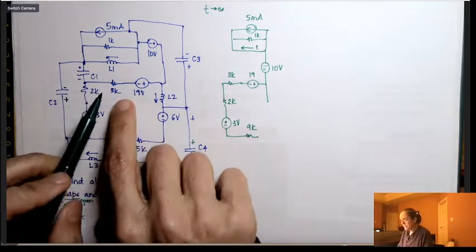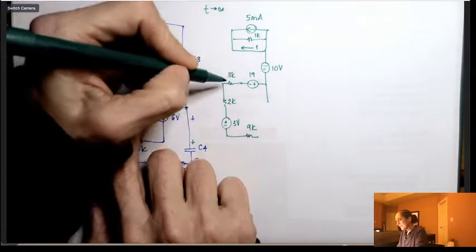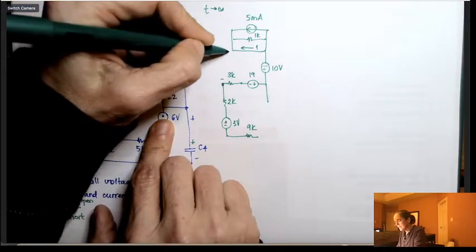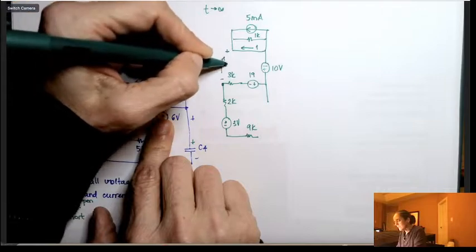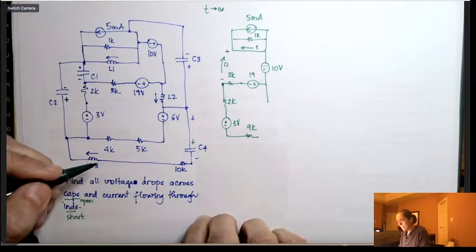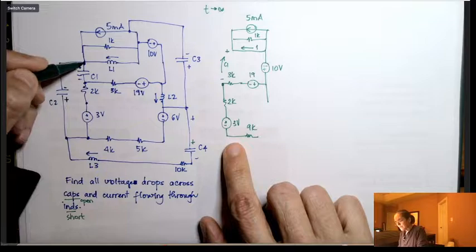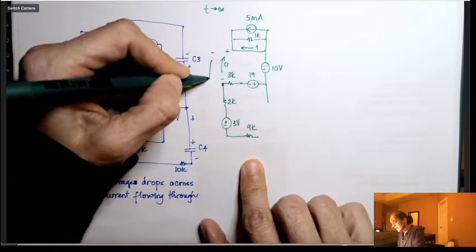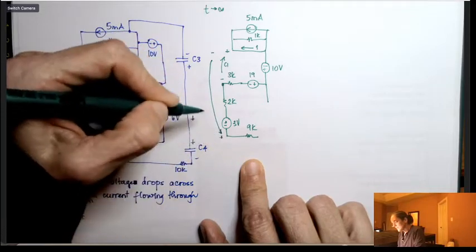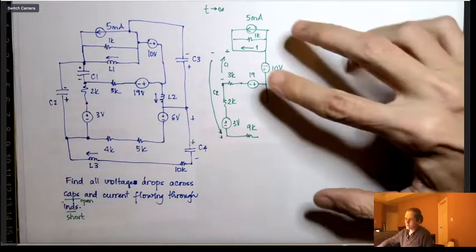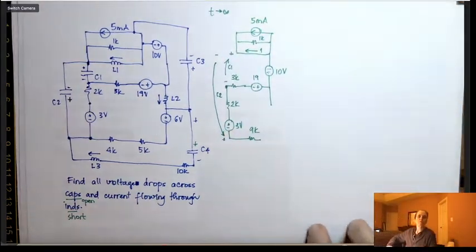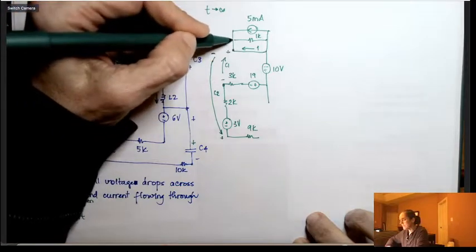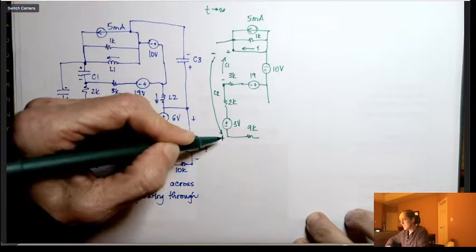The reason I can't make the 3K and the 2K in series is that I need this node here, because this is my minus and plus of C1, and because from here to here it's my minus and plus of C2. So you can think of capacitors as multimeters, where you're putting the negative terminal here on this node and the positive terminal here.